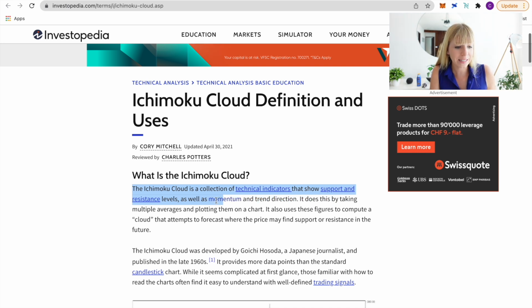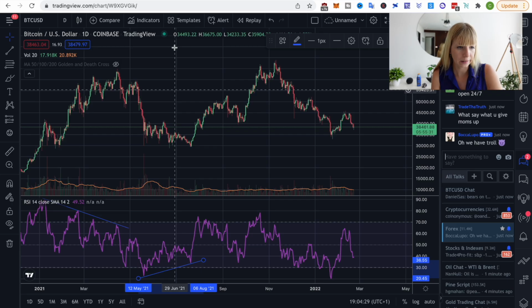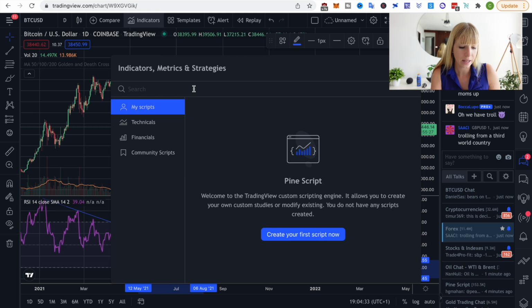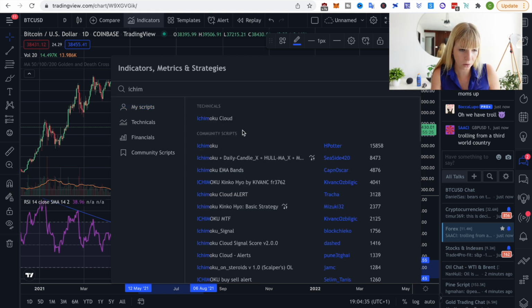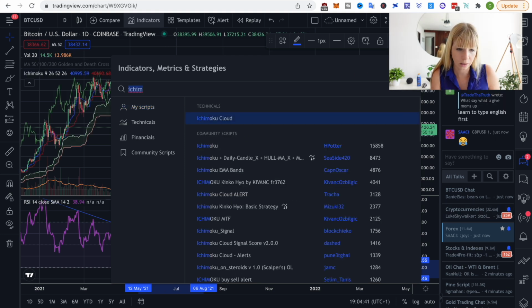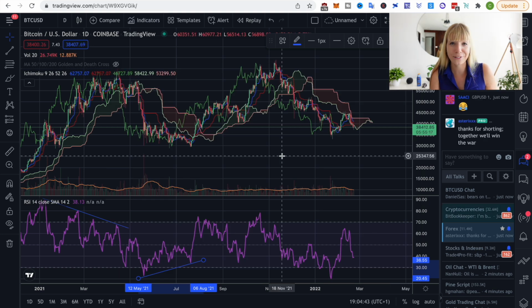It does this by taking multiple averages and plotting them on a chart. It also uses these figures to compute a cloud that attempts to forecast where the price may find support or resistance in the future. Alright, so we go back to TradingView and then again go to Indicators, and then you can just type in Ichimoku Cloud and add that. Okay, we'll close that window. Now, at first glance, that looks really complicated, but don't worry, we'll go through that step by step.